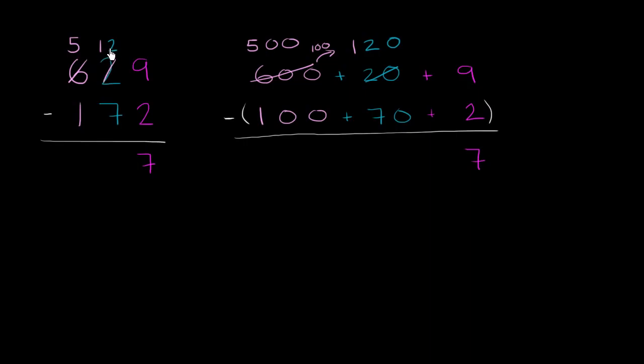But now we're ready to subtract. 12 tens minus 7 tens is 5 tens. Or you could say 120 minus 70 is 50. And then finally, you have the hundreds place. 5 minus 1 is equal to 4. But that's really 500 minus 100 is equal to 400. And so you get 457, which is the same thing as 400 plus 50 plus 7.